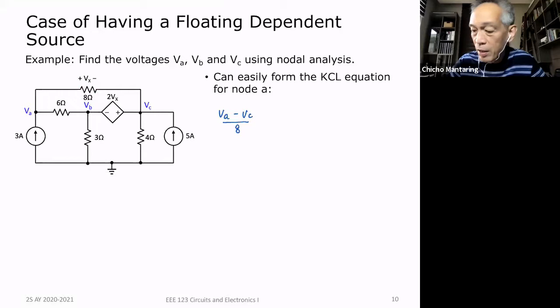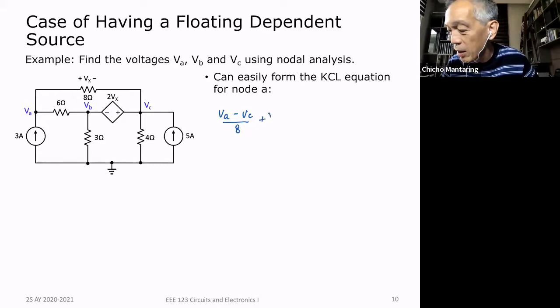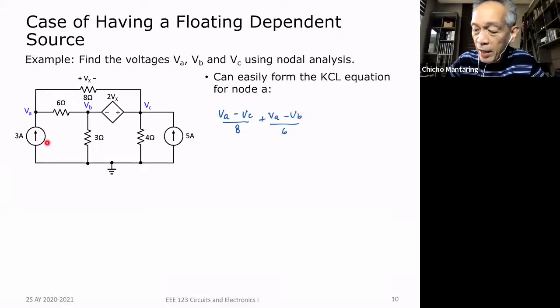Then you have the current flowing through this branch. That's VA minus VB all over 6. And then you have the current that is being provided by the current source. Is this plus or minus? I just want to see whether you're awake. Minus, good. So minus 3 is equal to 0. This is our equation for node A.